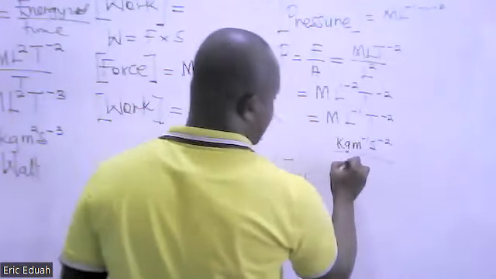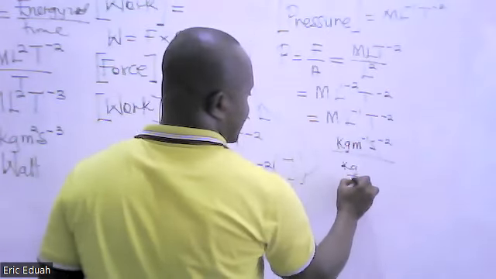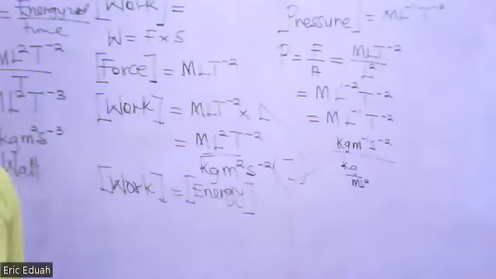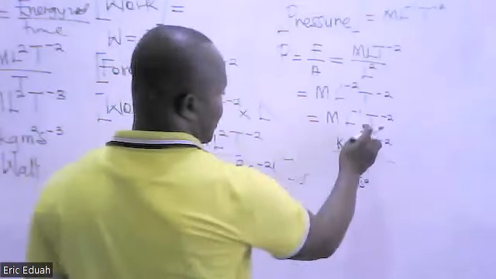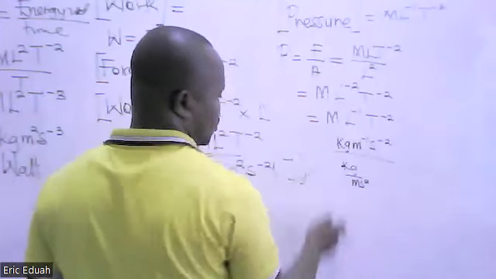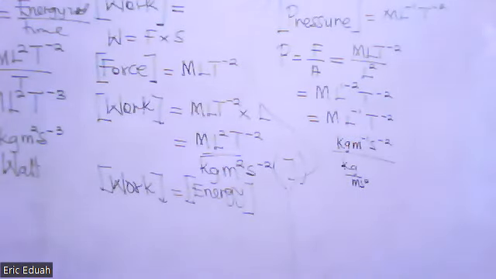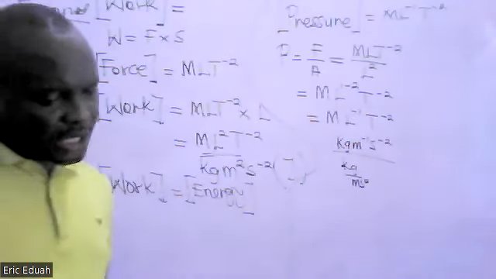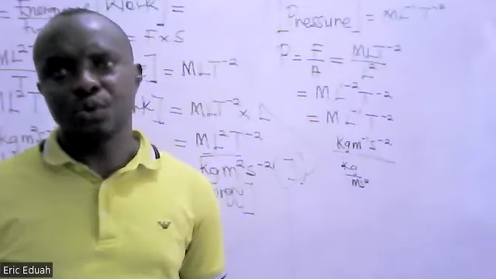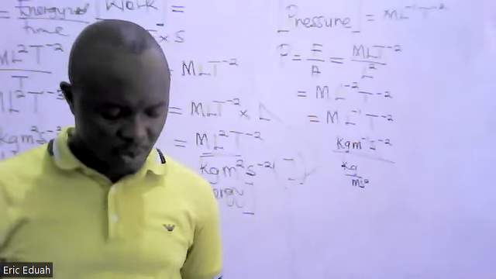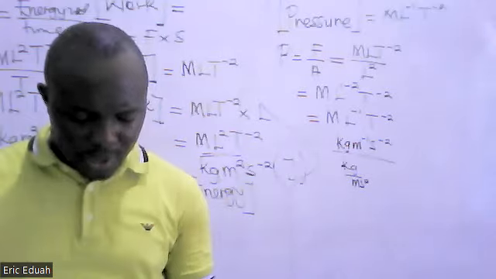Kilogram per meter per second squared. This can also be written as kilogram per meter second squared. So instead of bringing the minus 1 minus 2 up, you can also express it in this form. All right, so that answers the first part of the question. One of the first usages is that we can use dimensional analysis to determine the SI unit of a quantity.